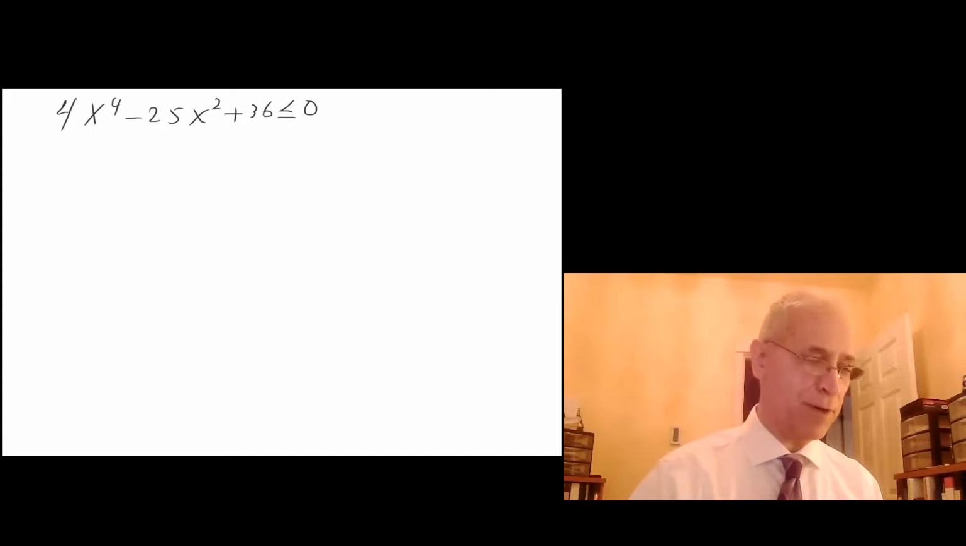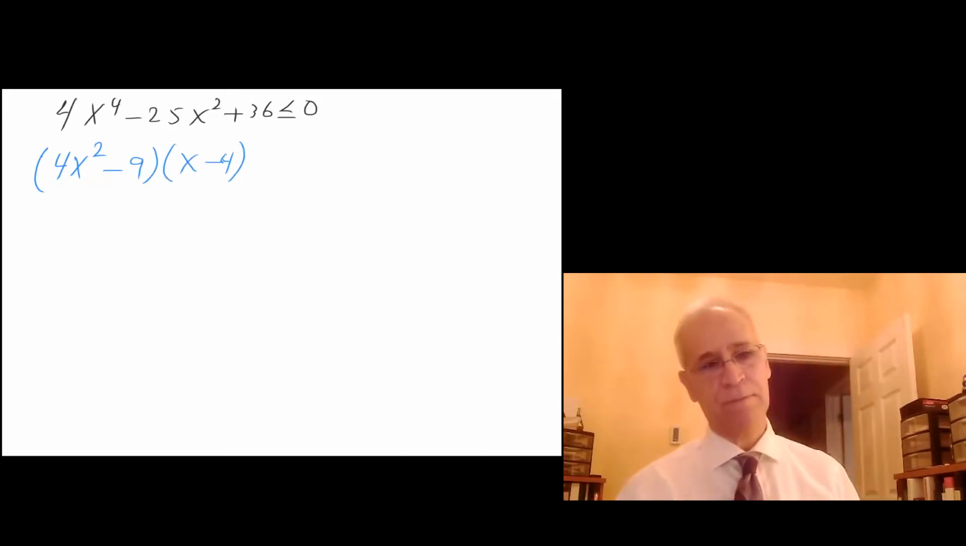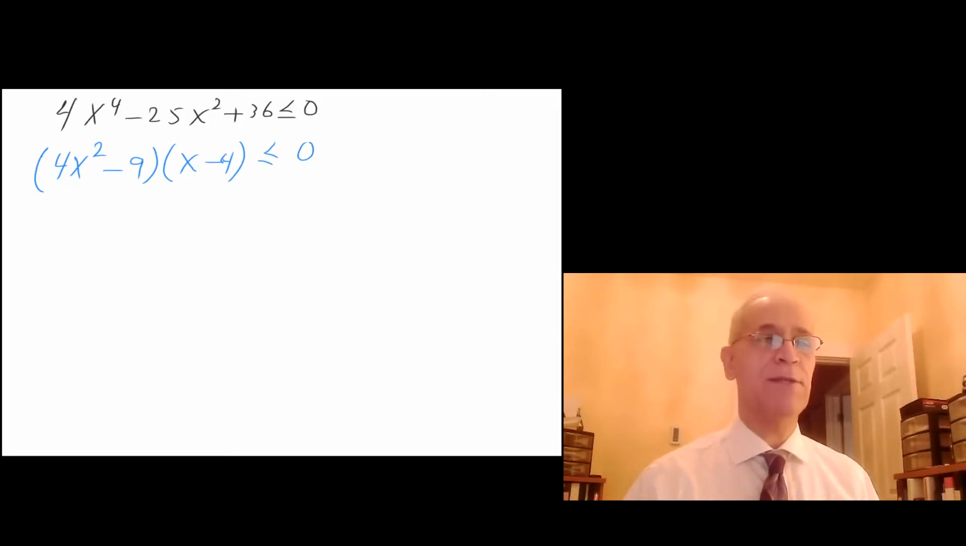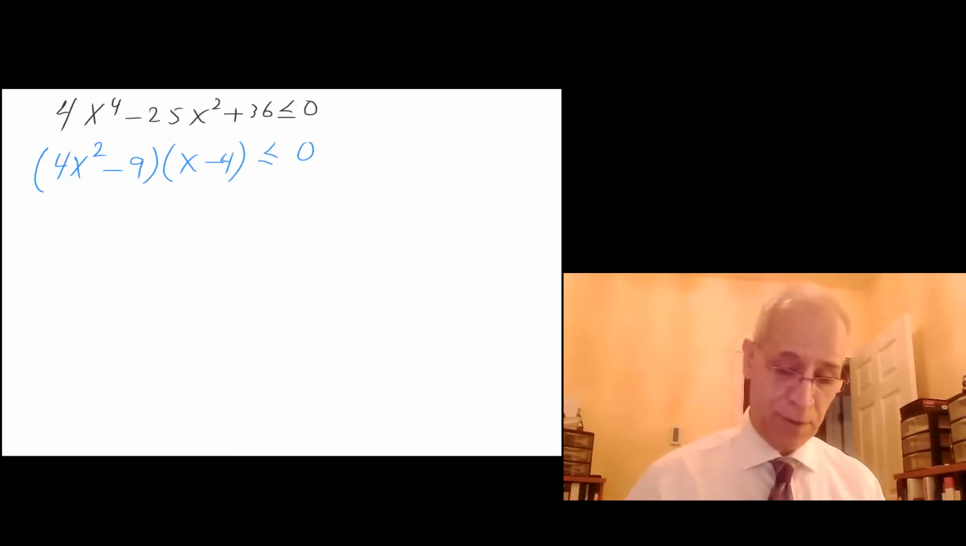You don't have to. You can right away say that this is going to factor to (4x² − 9)(x² − 4) smaller than or equal to 0. Okay, but let's say that if you just didn't know, if you couldn't see that, what could you say?